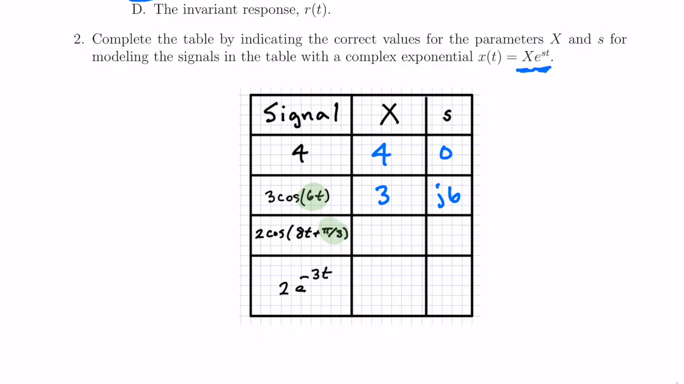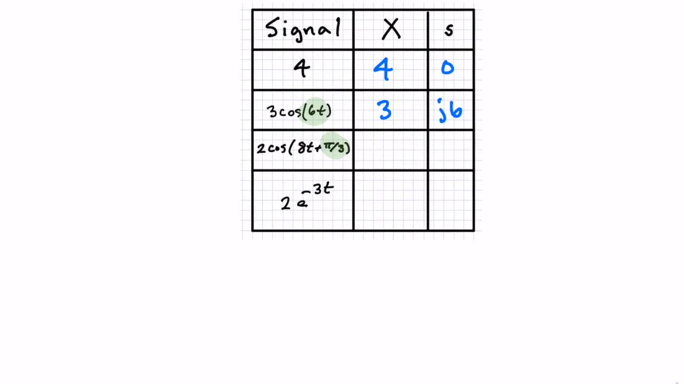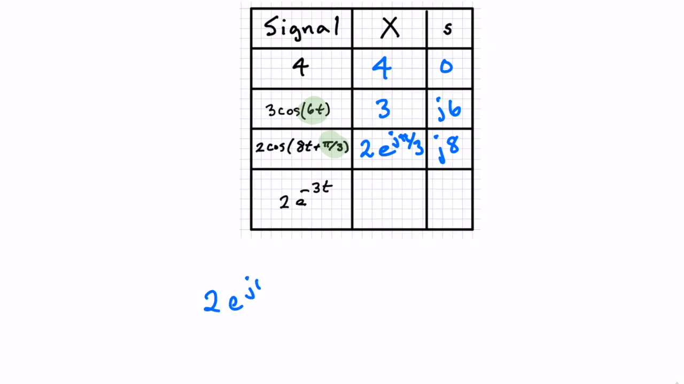Probably the most missed part was how to handle the phase shift with the cosine. You can look at properties of complex exponentials and conclude that you take care of that by adding a complex exponential at the front. So e to the j pi over 3 takes care of the phase shift term, and you still have the frequency term e to the j8. One way of thinking of that is 2 e to the j pi over 3 times e to the j8 times t, right? Because it's e to the st.